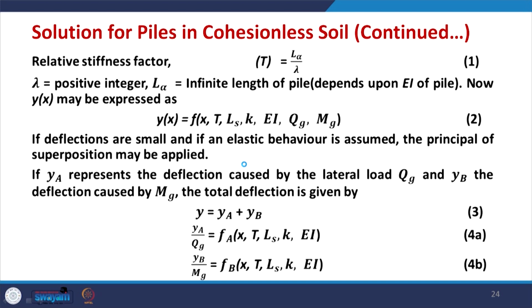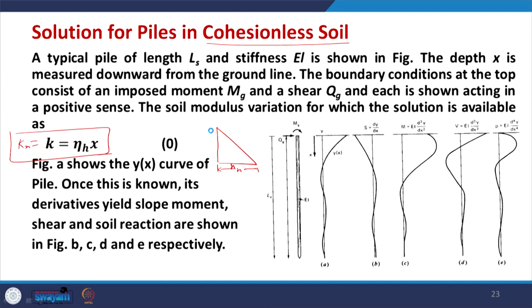The first thing is x, where you want to find the deflection; x is a variable. As x changes, naturally the deflection will be different. Then it also depends on the relative stiffness factor T and Ls. What is Ls? Ls is shown in this figure; it is the total length of the pile from pile head to tip.